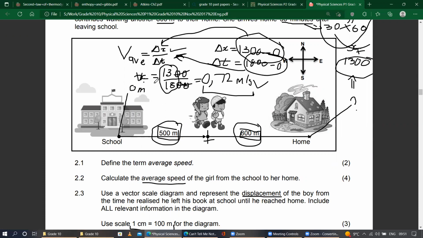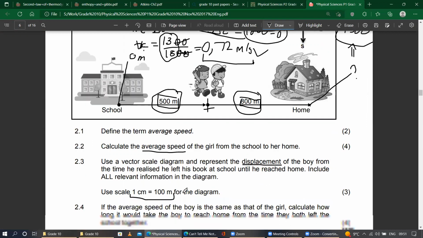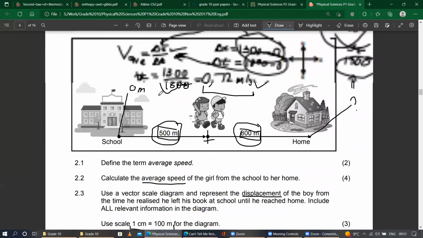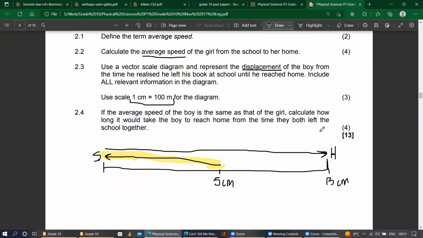Okay. So for the velocity, I'm just gonna put 13 over 18, right? So if they both walk at a speed of 0.72 meters per second, how long is it gonna take the boy to reach home from the time they both left the school together?